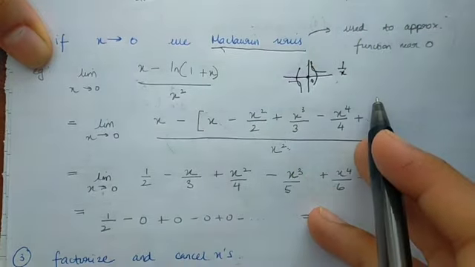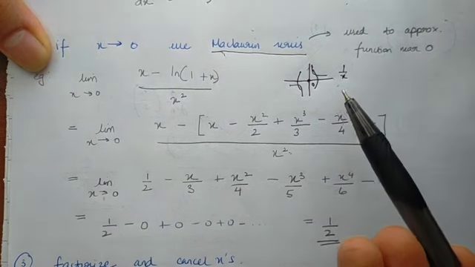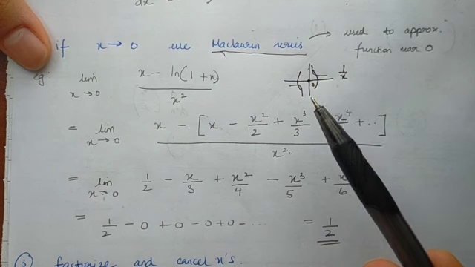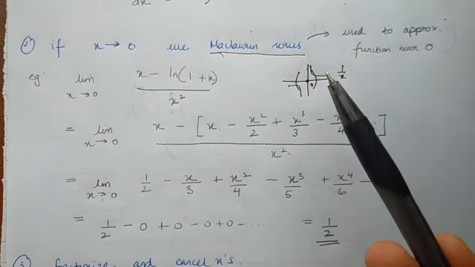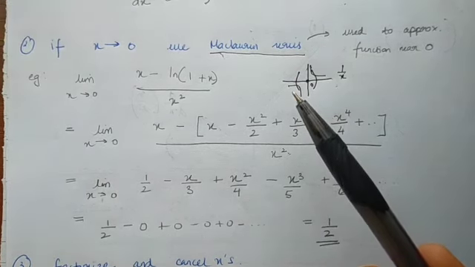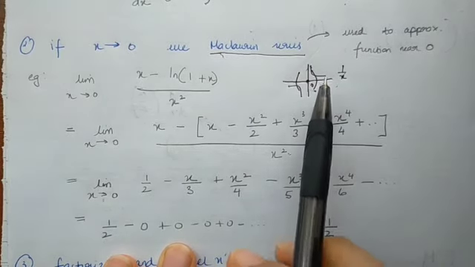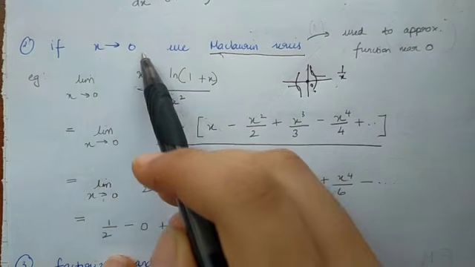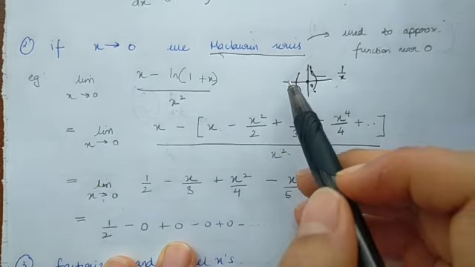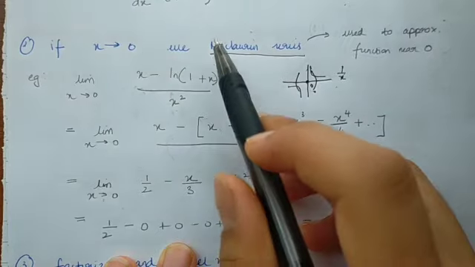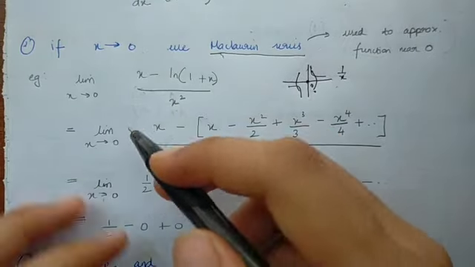If you were to use the Taylor series, which isn't in your syllabus, the Taylor series is basically a more accurate way of approximating functions, and it approximates functions in a wider range, but Maclaurin is only really useful to approximate functions near the origin. So when we have x tends to 0, we're looking at the function near the origin. So that's when we can approximate the function using Maclaurin series.